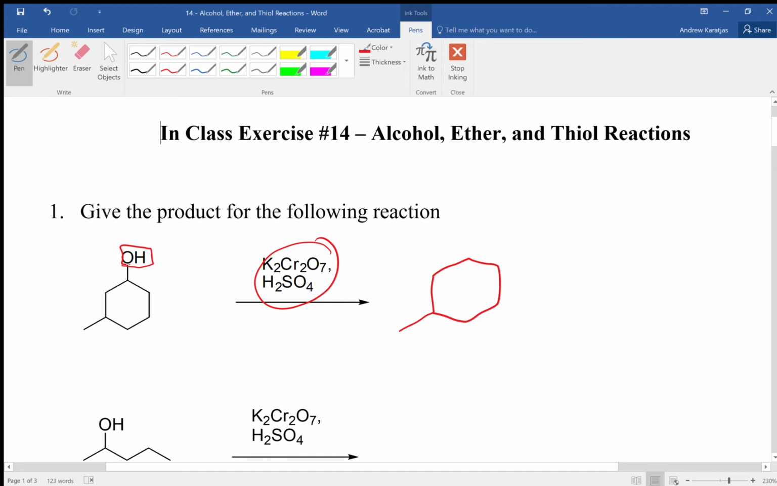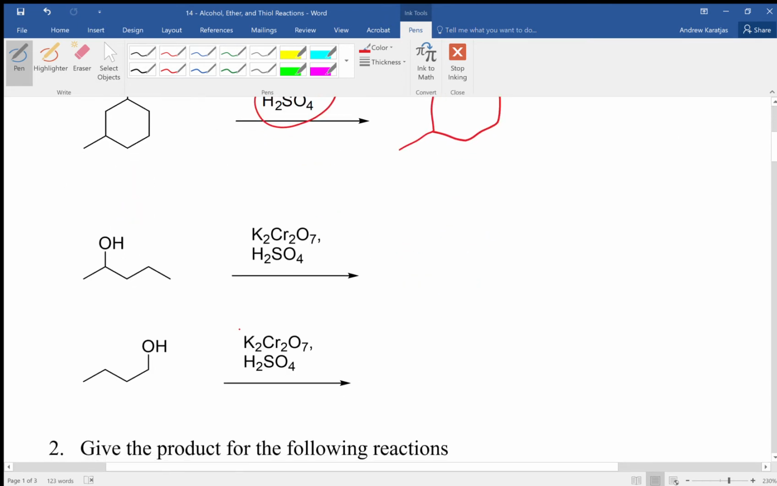And it depends on whether we're starting with a primary or a secondary alcohol. Here, since we're starting with a secondary alcohol, it can only be oxidized to a ketone, and that's regardless of the reagent that we're using. And so our second example, right below it, same situation. We have a secondary alcohol that gets oxidized to a ketone.